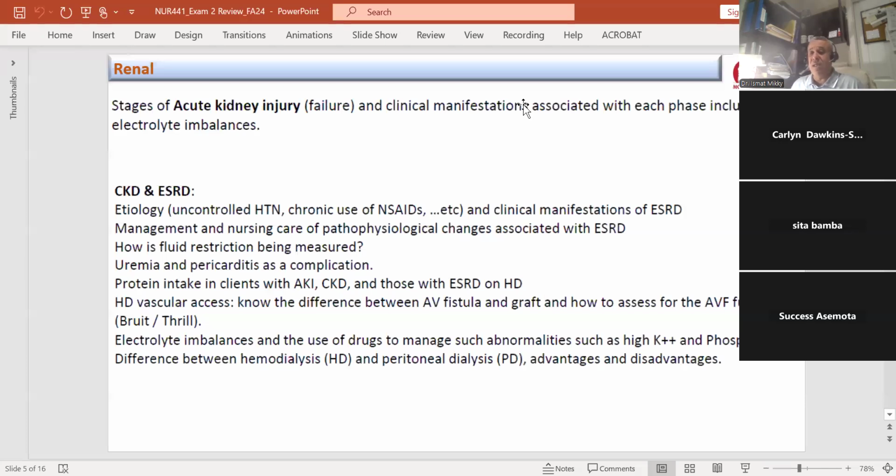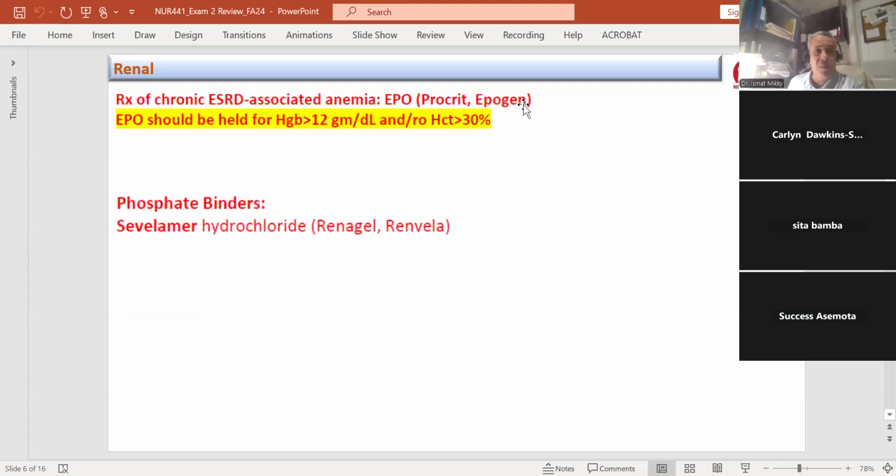Now for the kidneys, know about the stages of AKI and the manifestations, and the electrolyte imbalances associated with the AKI disorder. Now the CKD and ESRD, other than what I have here on the slide, I'm also going to highlight a few things, like the treatment of chronic patients with ESRD and on hemodialysis.